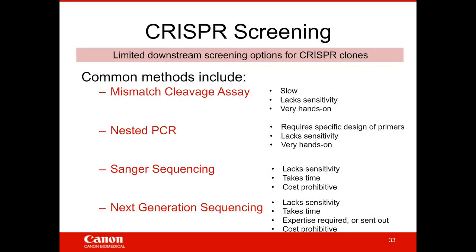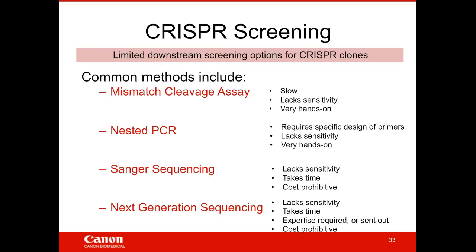There are limited downstream screening options for CRISPR clones. Because CRISPR is introducing genetic variation, genotyping techniques are often implemented into the screening process. Current methods include gel-based cleavage kits. However, this can be considered slow, they lack sensitivity, and they are very hands-on. Another option is self-primer design or nested PCR, though this requires significant expertise and can be time-consuming due to the need of optimization.